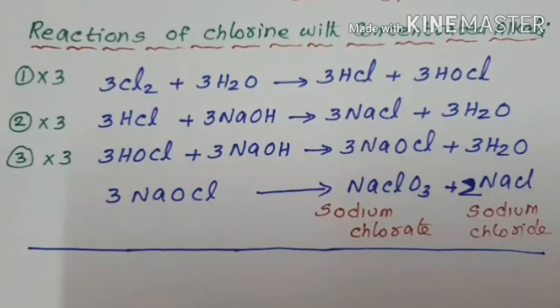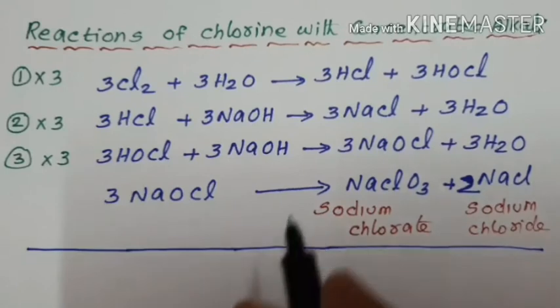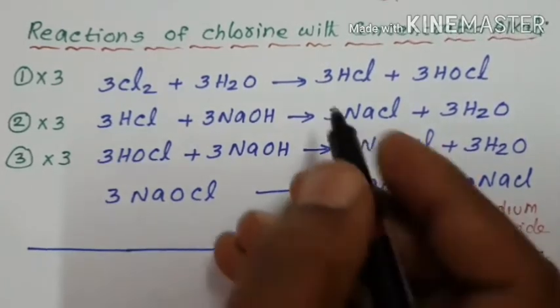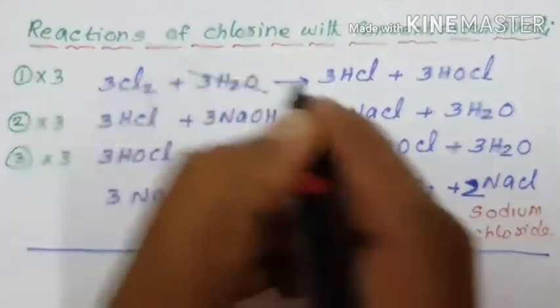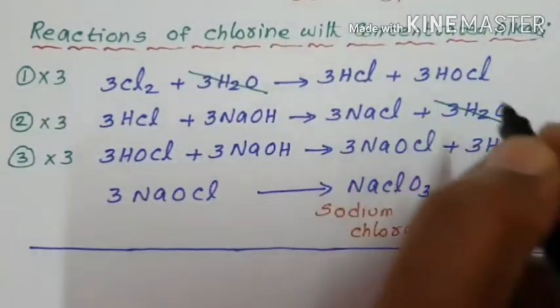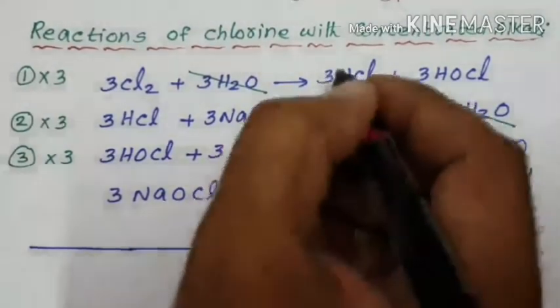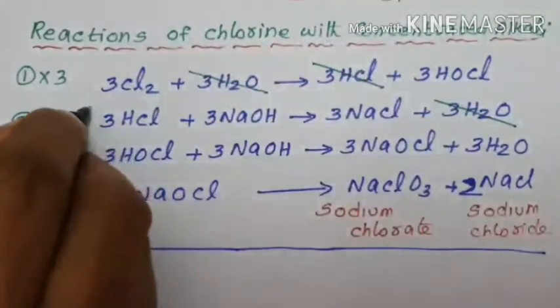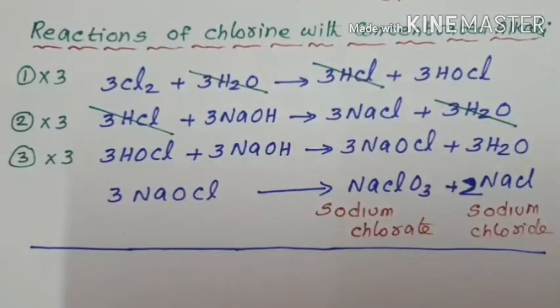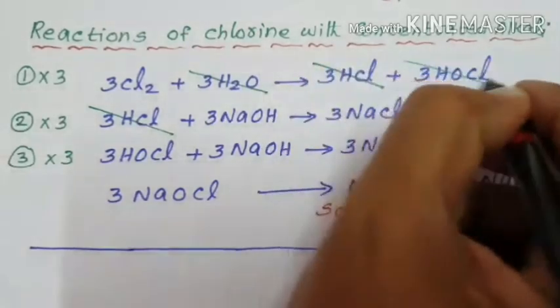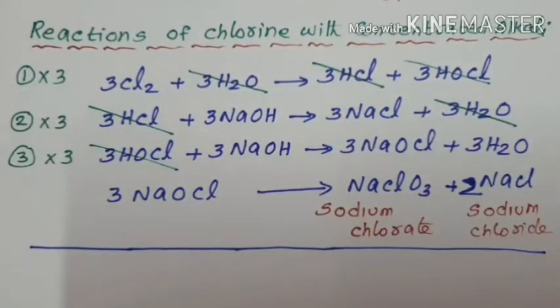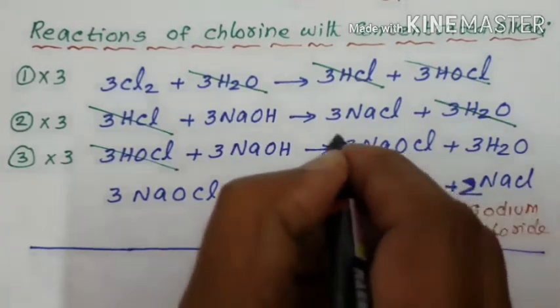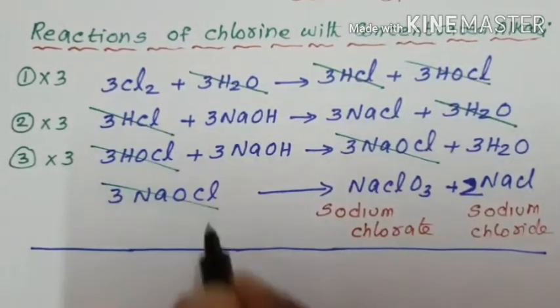Which molecules get cancelled? We know 3 water molecules on the left hand side are cancelled by 3 water molecules on the right hand side. 3 HCl get cancelled. 3 HOCl get cancelled. Any other cancellation? 3 NaOCl get cancelled.